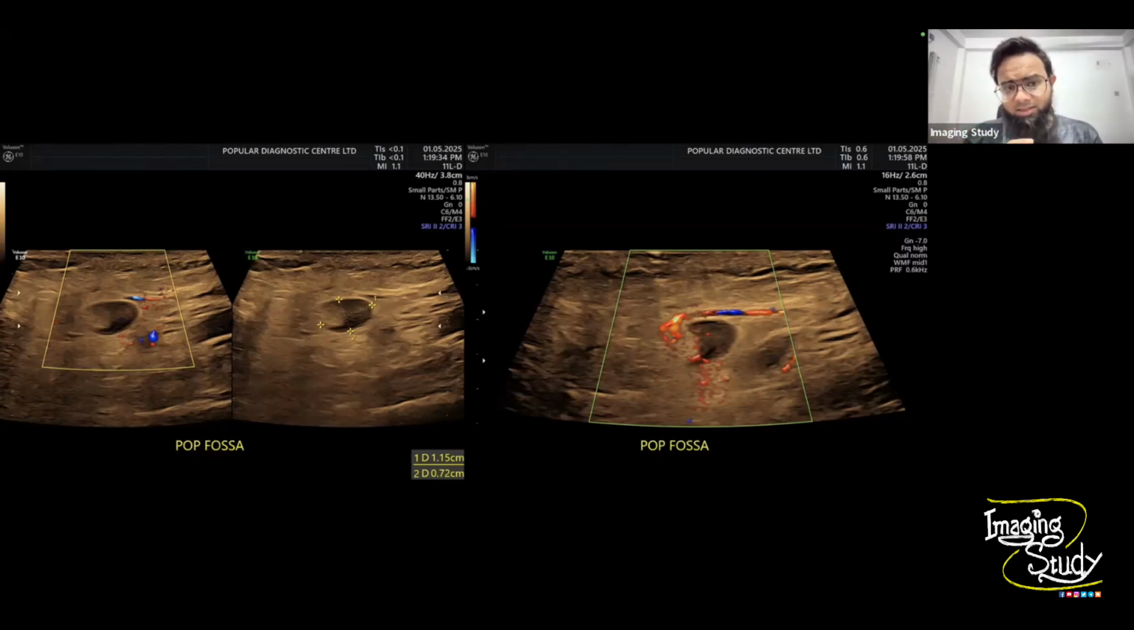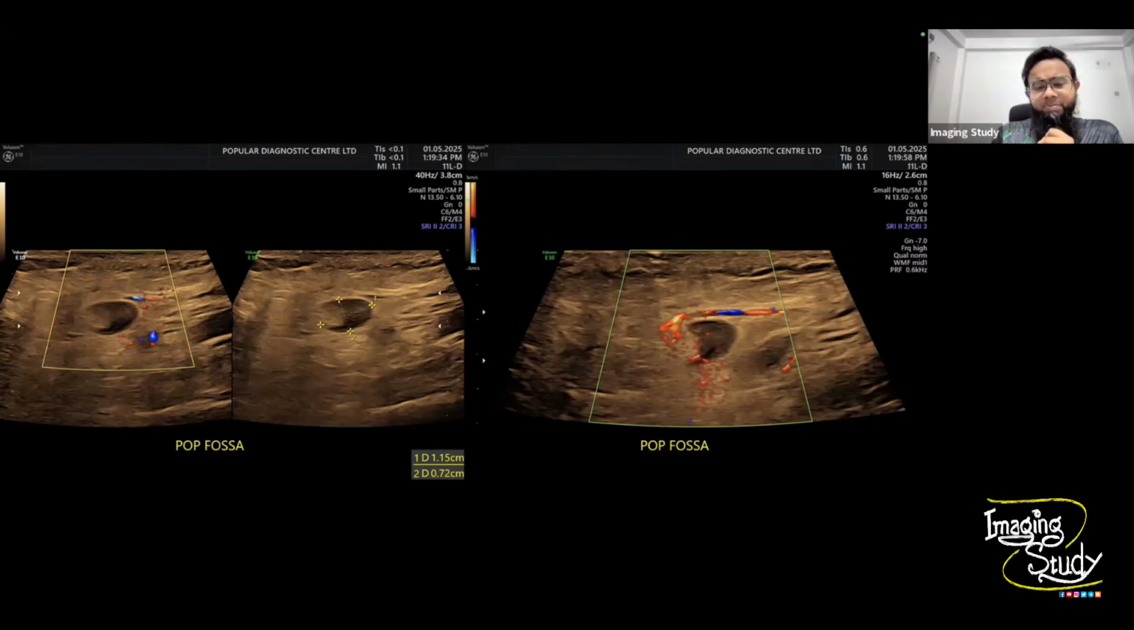So this one is the prominent painful lymph node. You can see the vascularity, not very high. So, okay, we send the report. The clinician gave the treatment with some antibiotics and so many things. So it was a case from the 1st May.